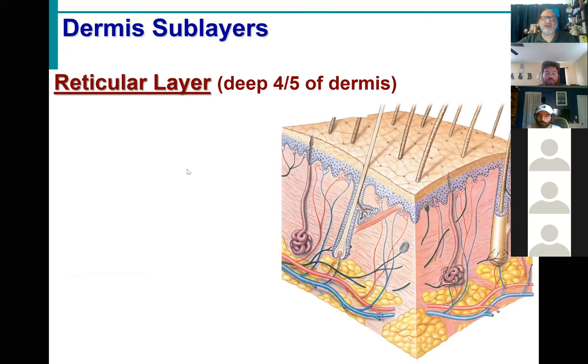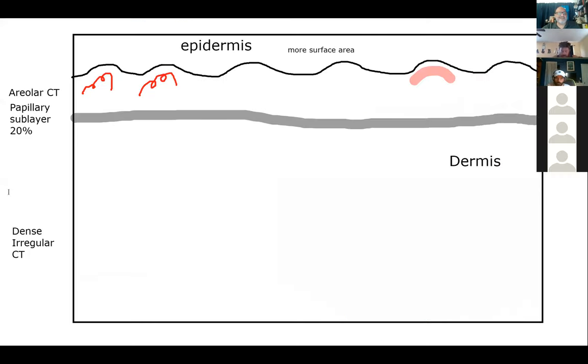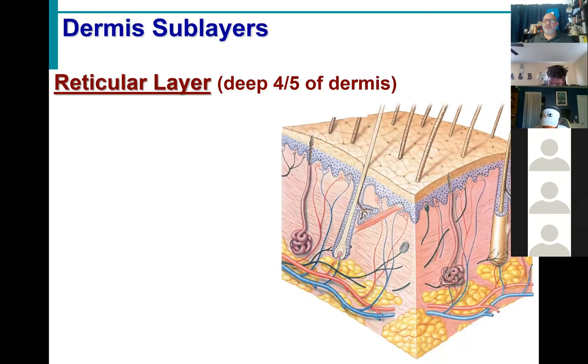All right, then let's talk about the deeper layer, the reticular layer. Remember, as we talked about, the reticular layer is what is comprised of the denser regular connective tissue, and not surprisingly, makes up about 80% of the dermis. Again, the primary characteristic of this is that it has a large number of collagen fibers and some elastic fibers at all sorts of different orientations. That big random bundle of fibers provides us with that multi-axial protection from multi-axial stress.